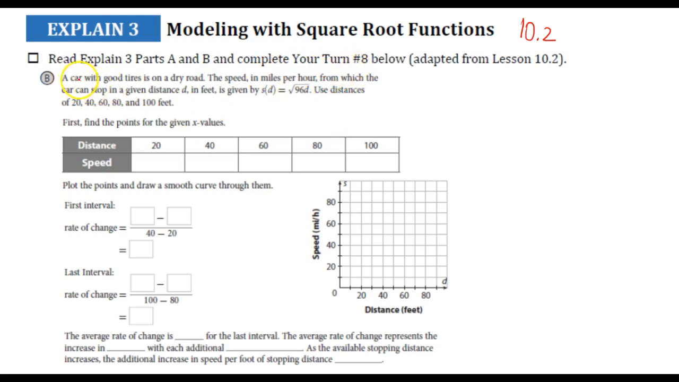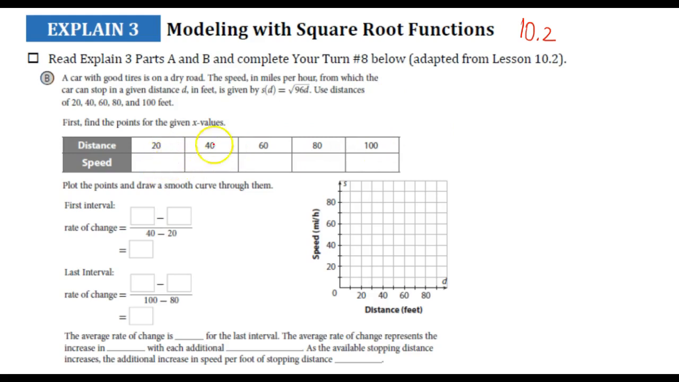So first thing, let's do a practice problem. It says a car with good tires is on a dry road. The speed in miles per hour from which the car can stop in any given distance d in feet is given as s of d equals the square root of 96 times d. Use the distances 20, 40, 60, 80, 100. So here we see there's 20, 40, 60, 80, 100.